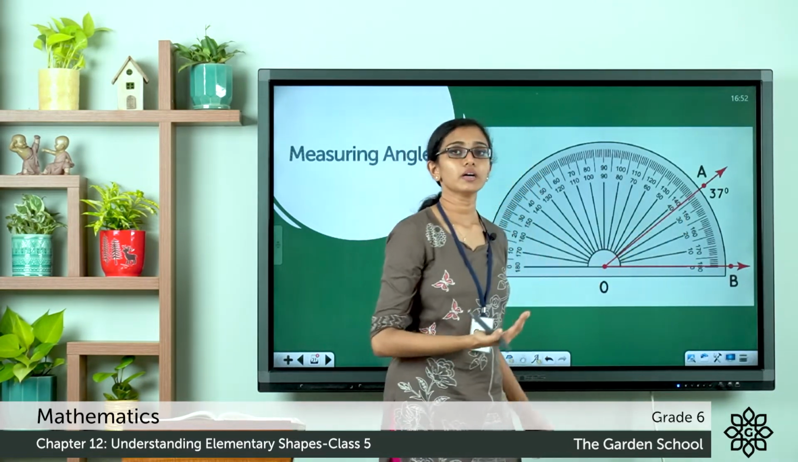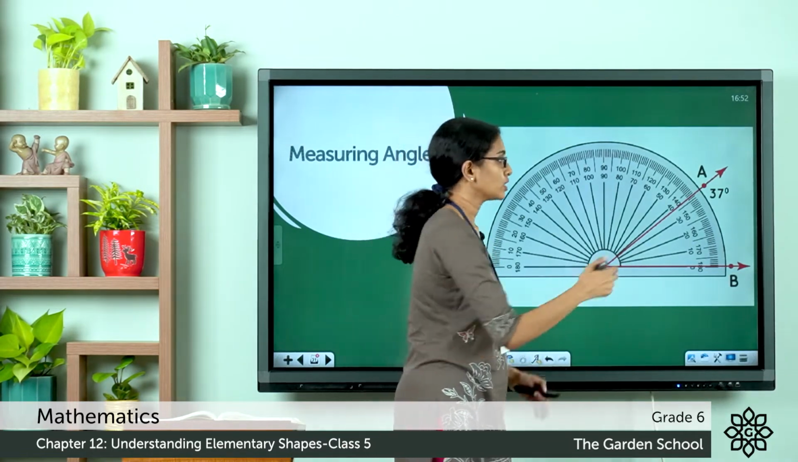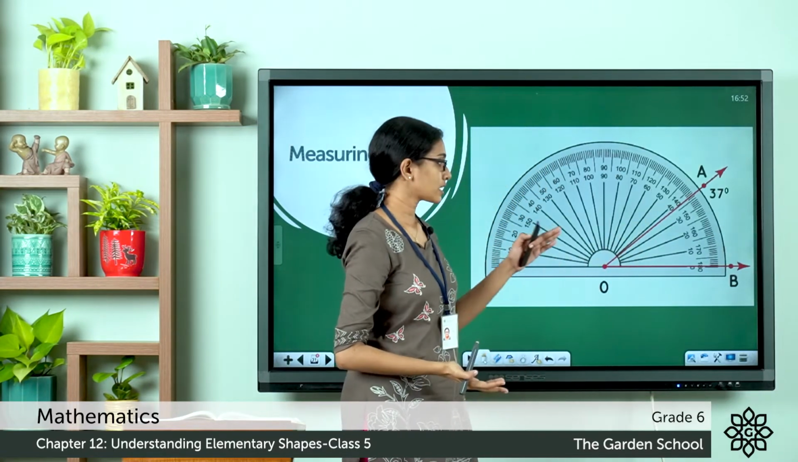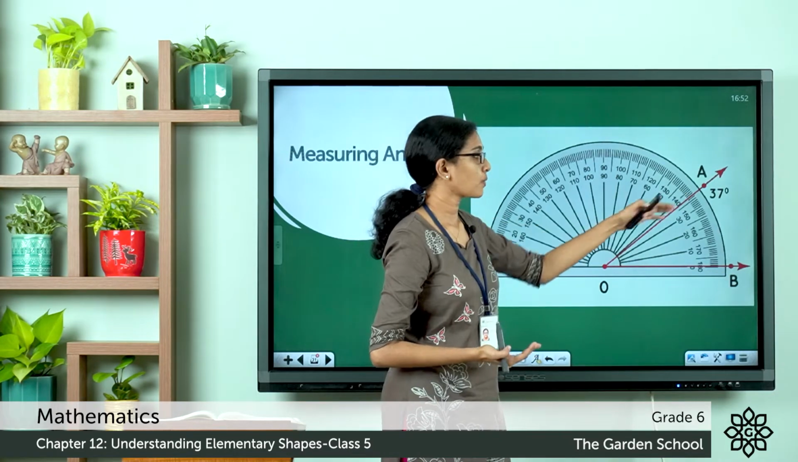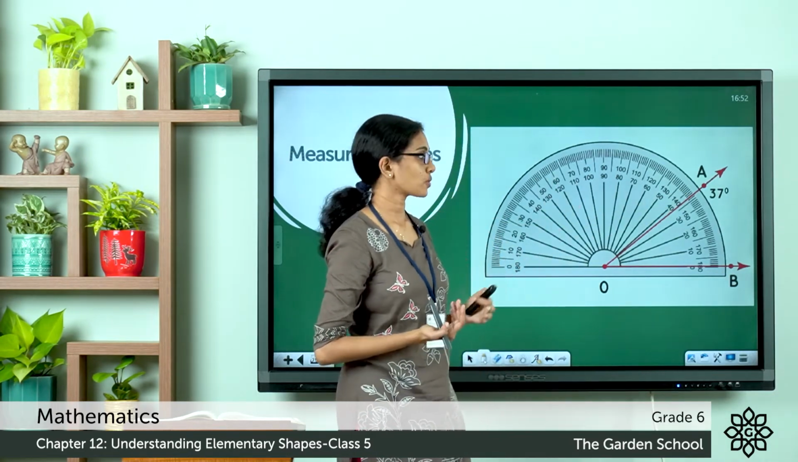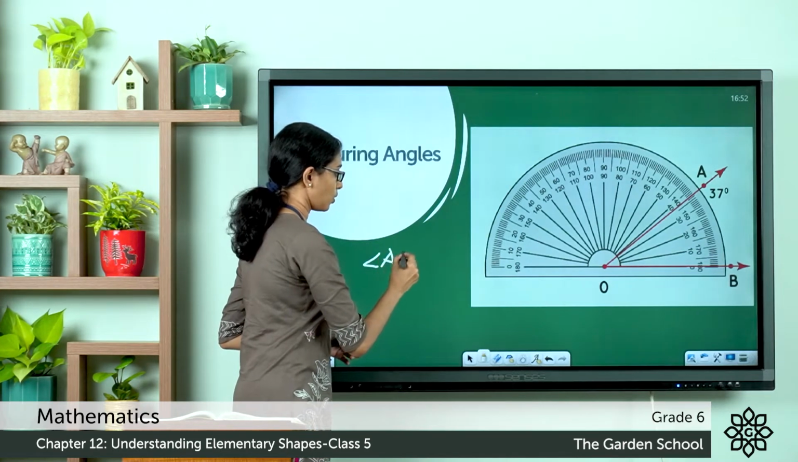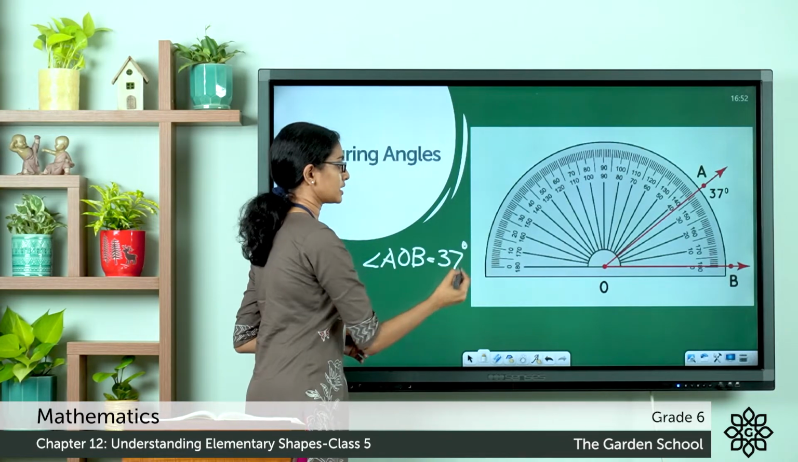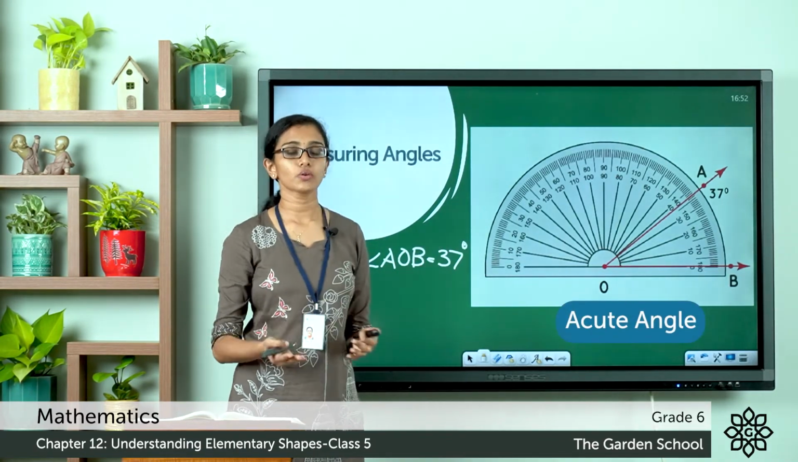And remember, every smaller division on a protractor corresponds to 1 degree. So after 35 degrees, 36, 37 degrees. You can see the arm OA or the ray OA coincides with the point 37 degree on this protractor. So you can say angle AOB equal to 37 degree. Now this is less than 90 degree. So this is an acute angle.